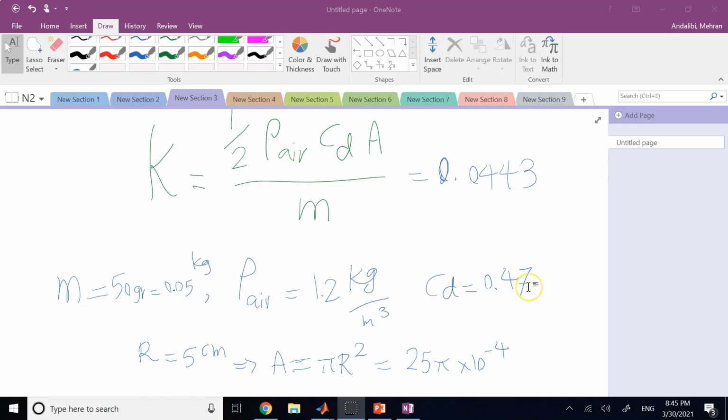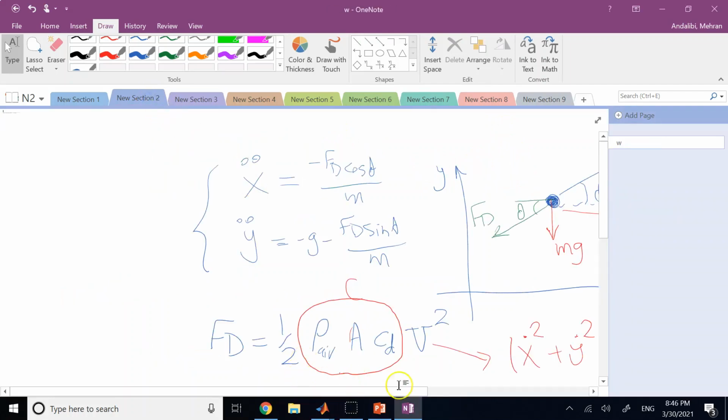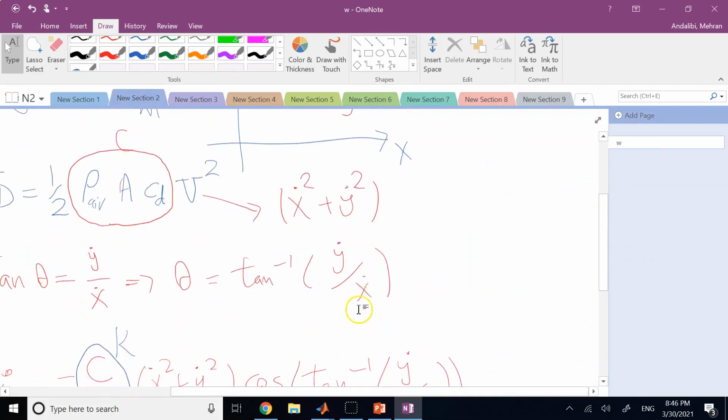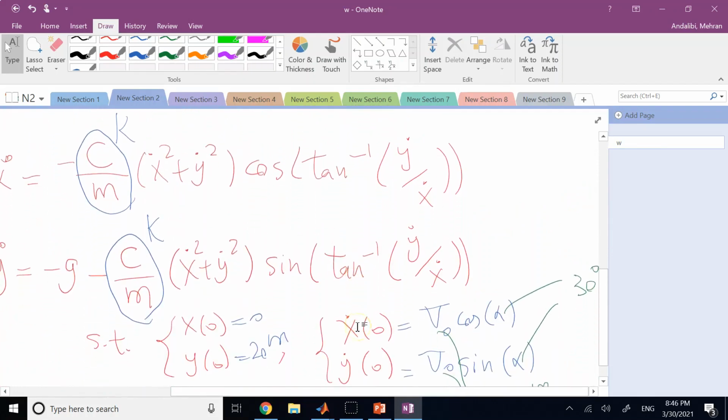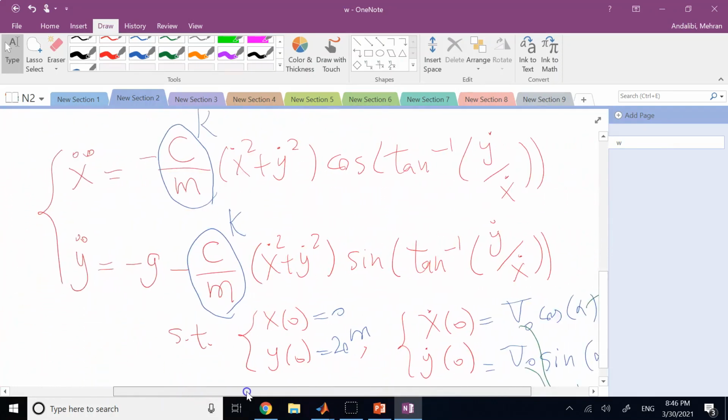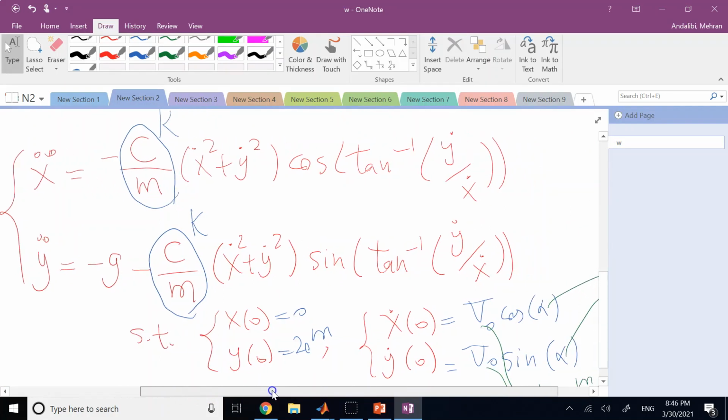CD for a sphere is 0.47, and let's say the radius of the steel ball, or whatever the projectile is, is 5 centimeters, so the area is going to be 25 pi times 10 to the negative 4. If you plug in all these numbers, constant K is going to be 0.0443. So now with that K and with the governing equations that we had, we are going to simulate the behavior of the projectile until it hits the ground. Okay, so let's go ahead and do it.